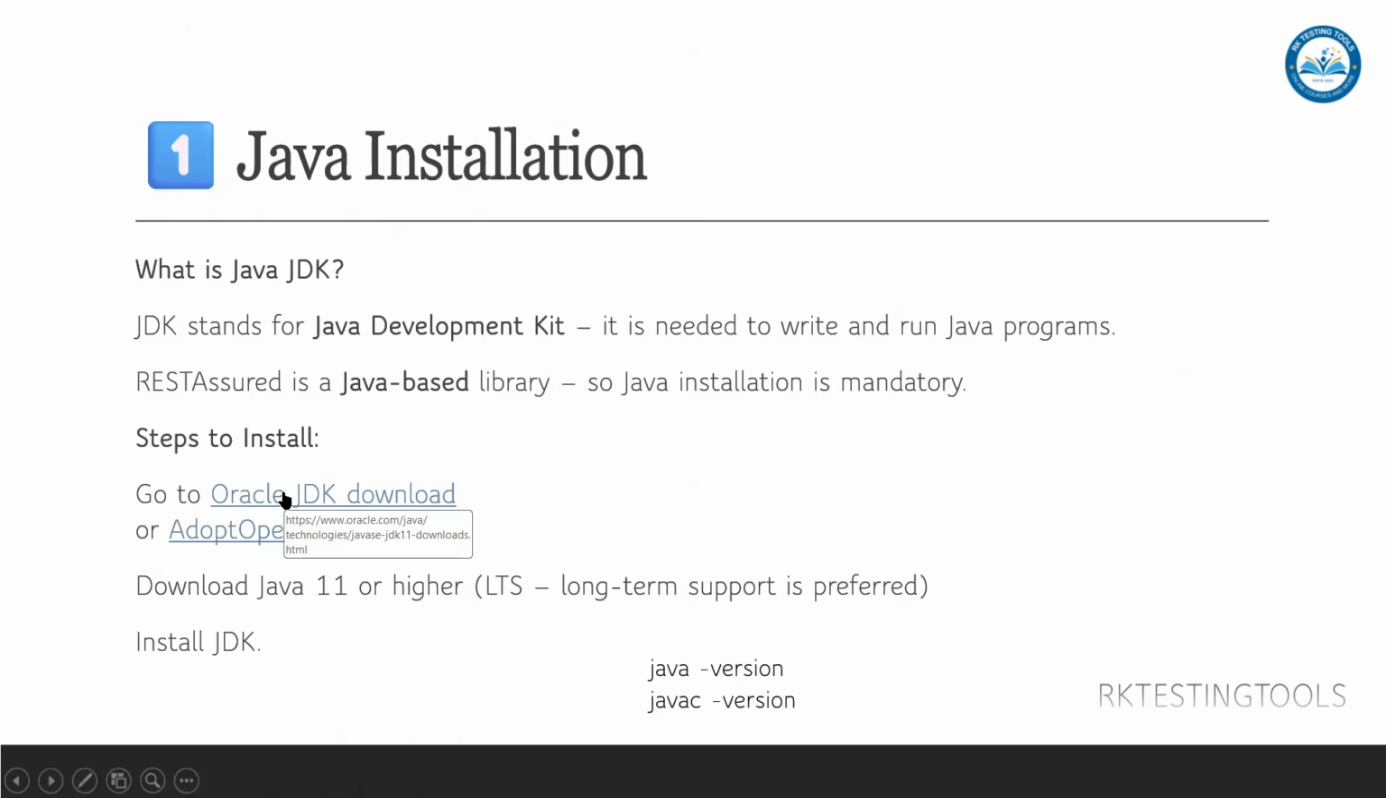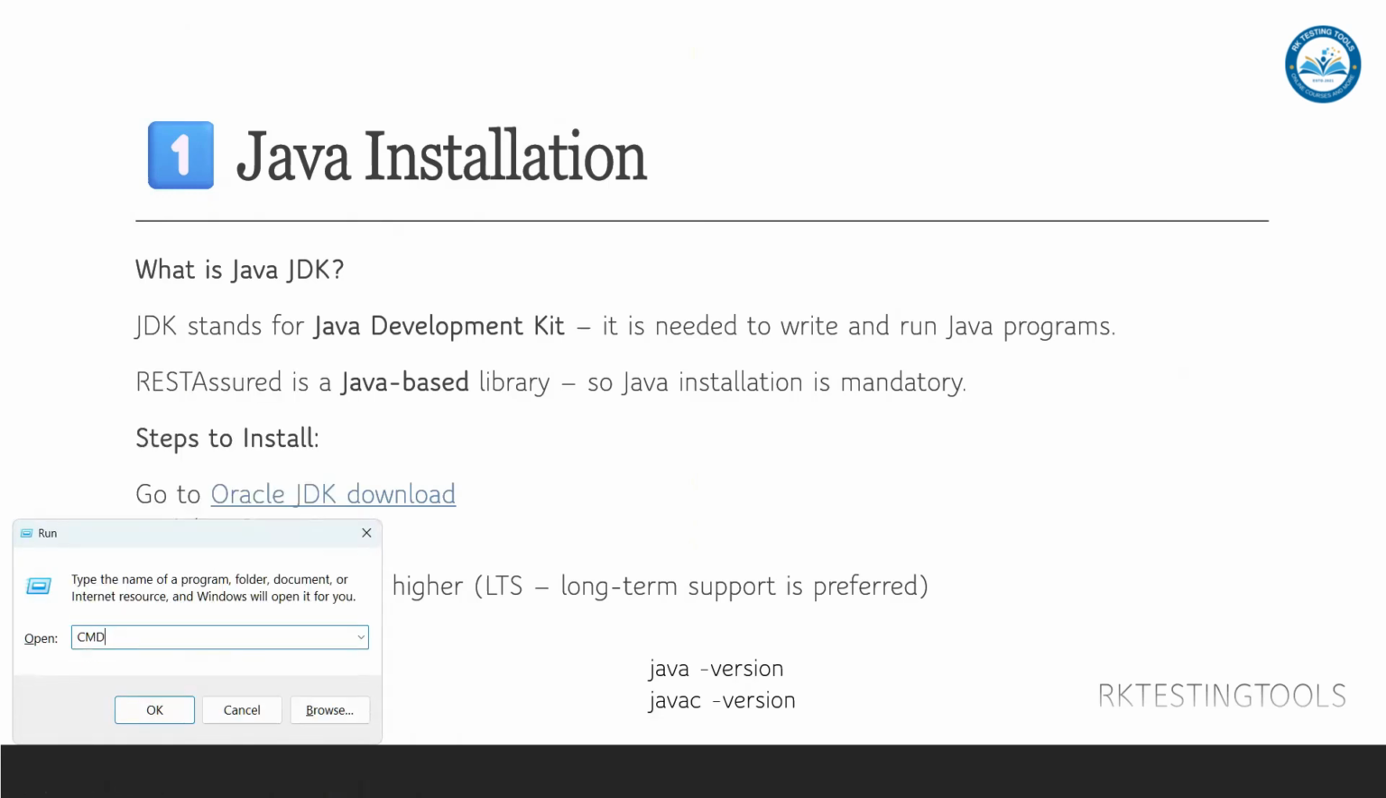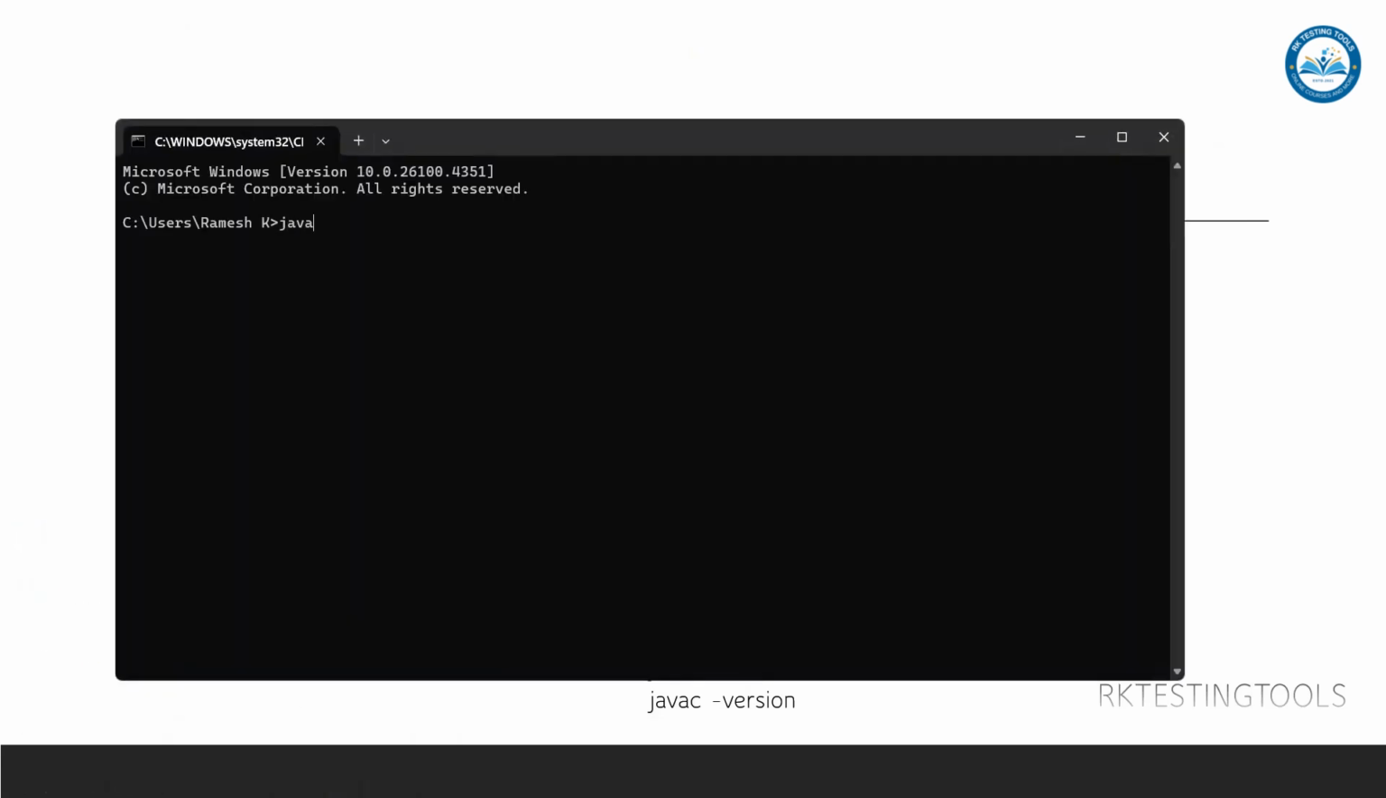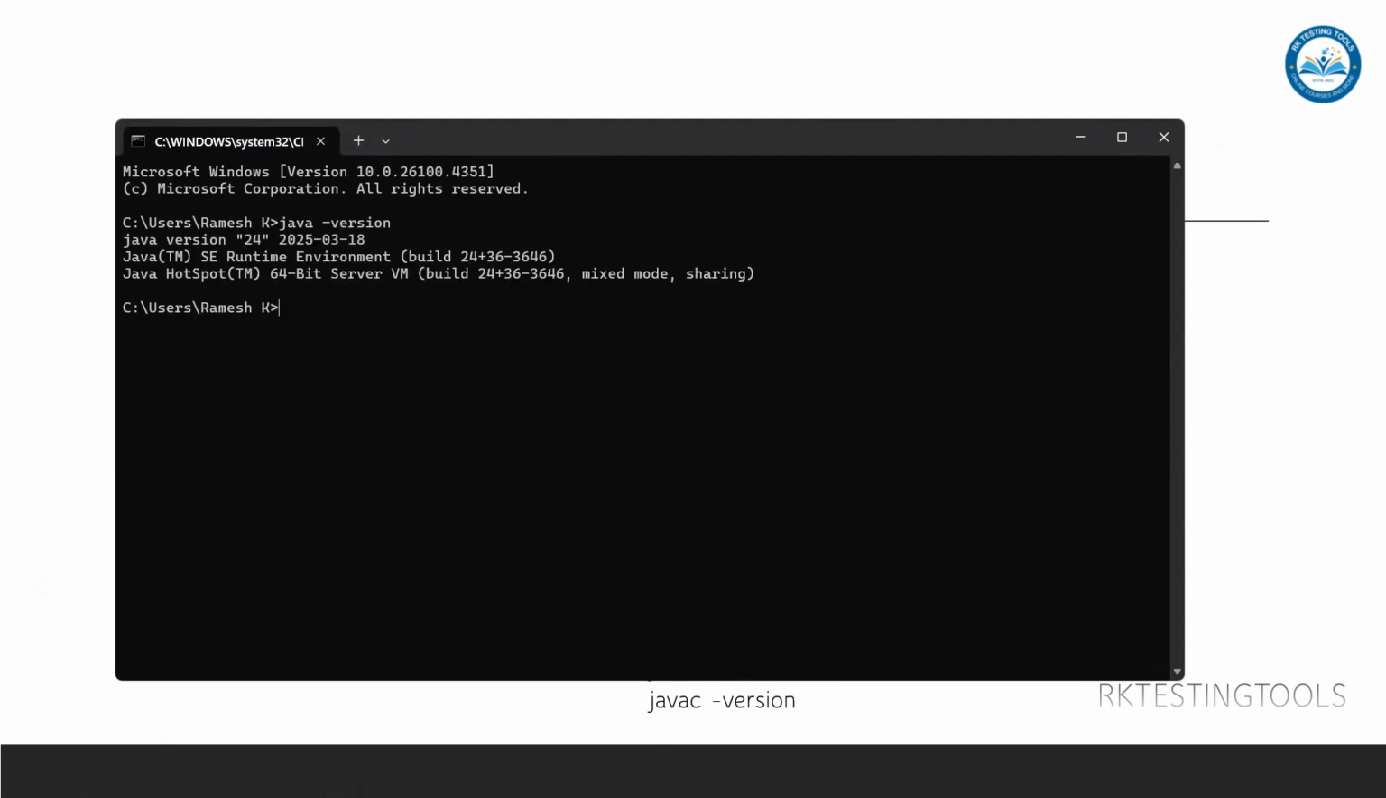Steps to install: navigate to the Oracle JDK website and install your respective version. Once it is installed, you can configure your system variables in the advanced system variables of your machine. Once you configure Java there, go to the command prompt and type java -version to check whether Java is installed. The latest version, 24, is installed on my machine.